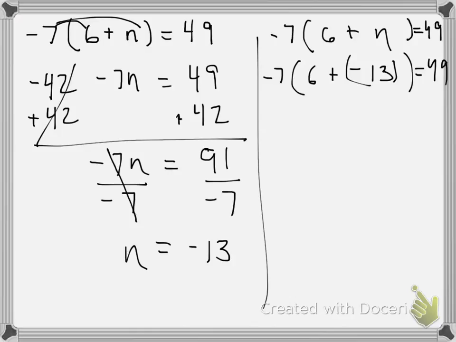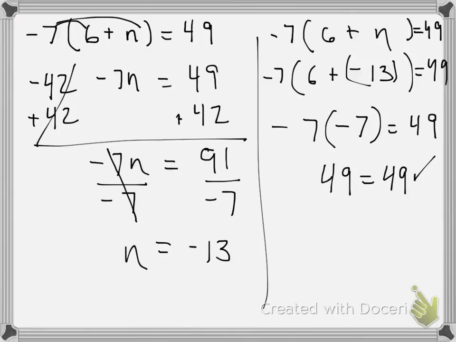Alright, now I'll have to take care of what's inside the parentheses first. 6 plus a negative 13. Signs are different, so I can subtract. 13 minus 6 is 7. Keep the sign of the bigger number, which is a negative. So I have negative 7 times negative 7. We're saying that equals 49. Well, 7 times 7 is 49. Just got to figure out the sign. Well, if signs are the same, the answer is positive. So 49 equals 49, and that checks.